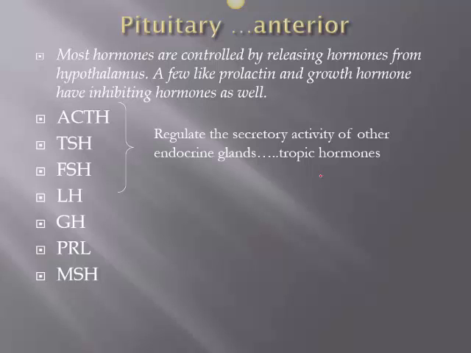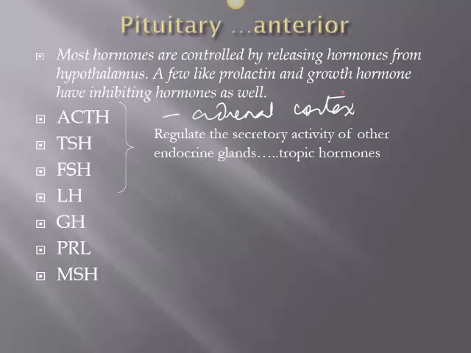So let's look at the anterior pituitary now. So we looked at the hypothalamus and posterior pituitary. Now look at the anterior pituitary. Remember, most of these are controlled by those releasing hormones which came from the hypothalamus. A few, like prolactin and growth hormone, have inhibiting hormones as well. And these are the hormones which are produced by the anterior pituitary. ACTH, adrenocorticotropic hormone. As the name suggests, adrenocortico, so it acts on the adrenal cortex.